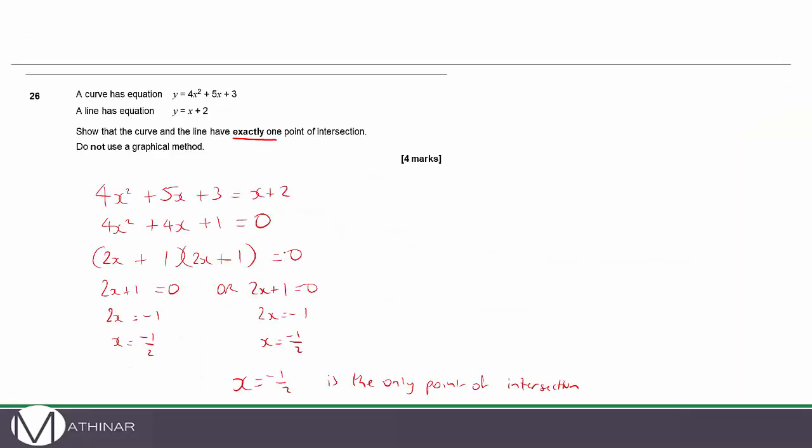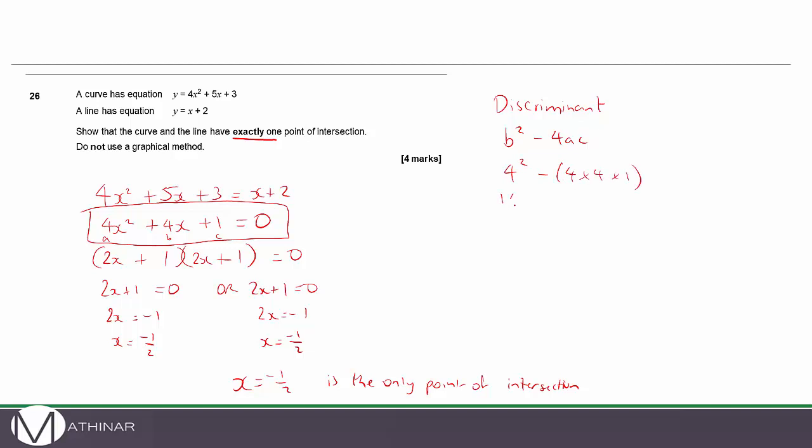Okay, there was another way you could have done this, and this is if you know about the discriminant. The discriminant is the value of b squared minus 4ac when a quadratic equation has been written in this form here. So this is the value of a, and this is the value of b, and this is the value of c. If we substitute those values in, we get 4 squared, take away 4 times a, which happens to be 4, times 1. So we get 16, take away 16, which is 0.